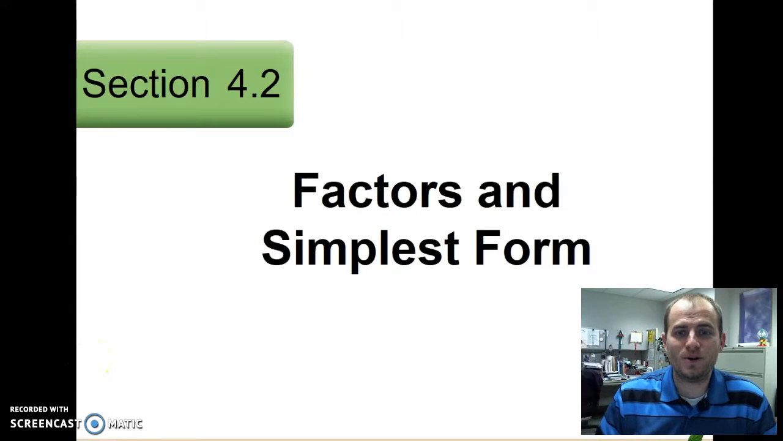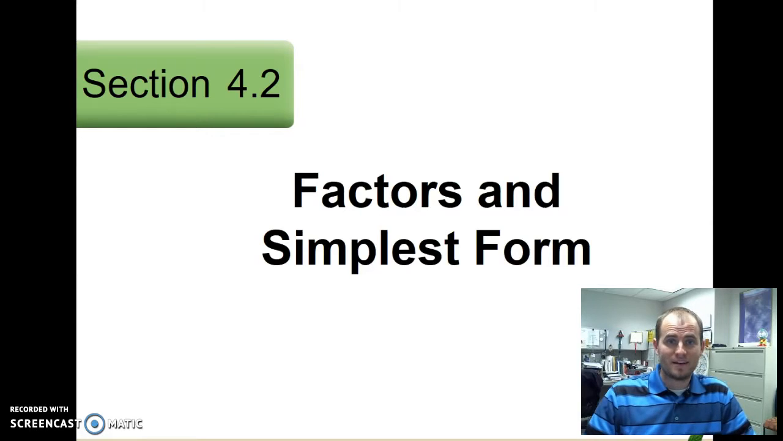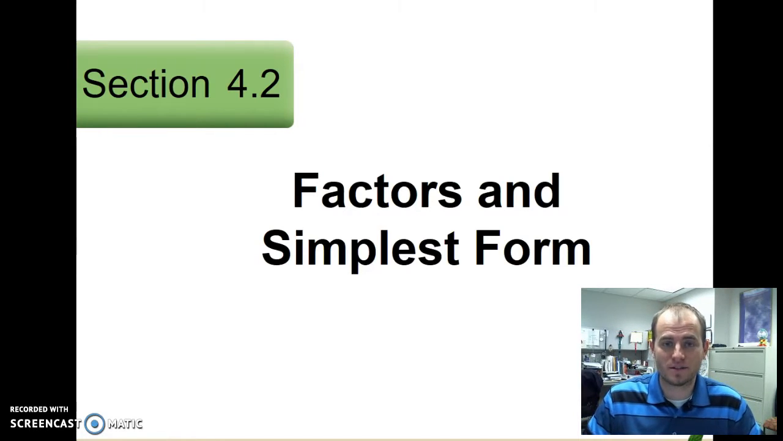Section 4.2 is on factors and simplest form. The goal by the end of this section is to be able to simplify any fractions and put them in simplest form. Okay, so let's go through this.